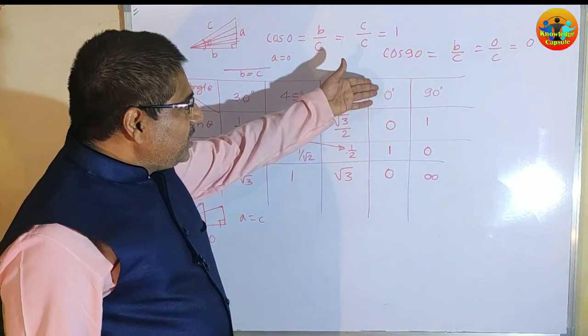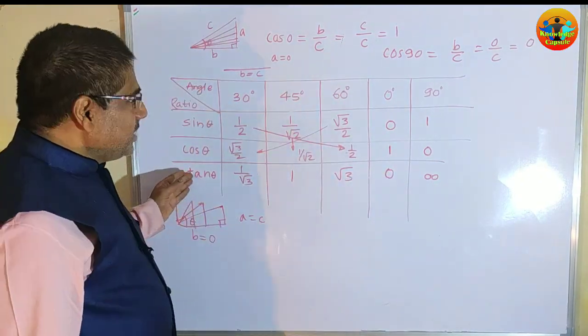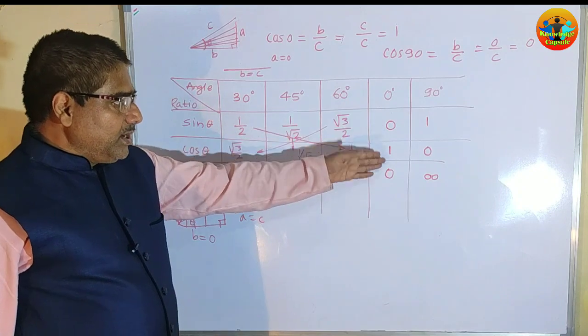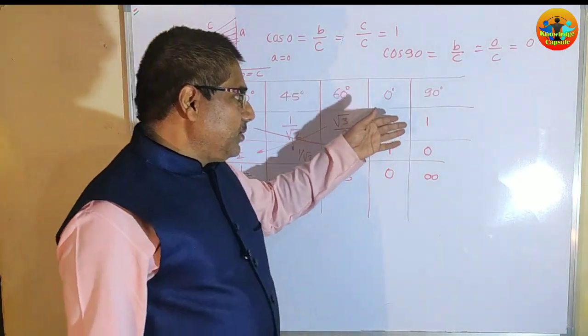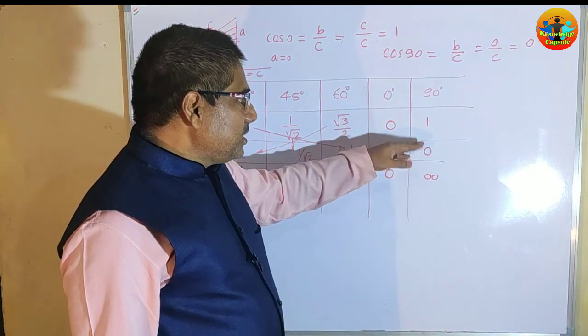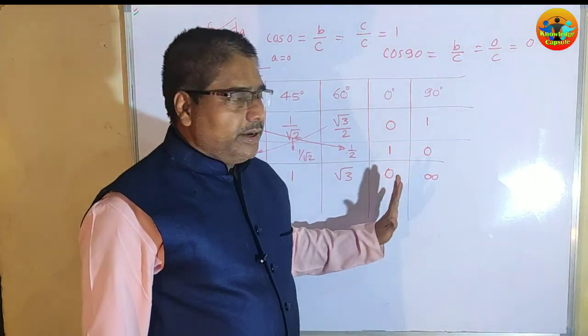Now simply by taking ratios, tan 0 is equal to 0 by 1, that is sin by cos, it is 0, and tan 90 is equal to sin 90 by cos 90, that is 1 by 0 is equal to infinity.